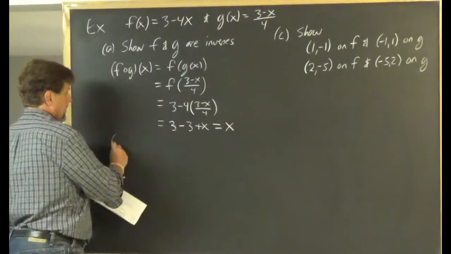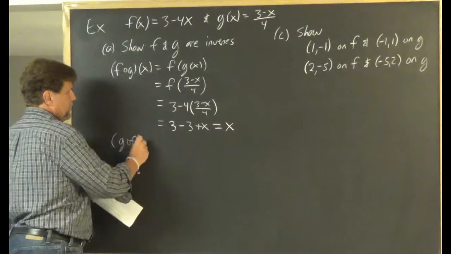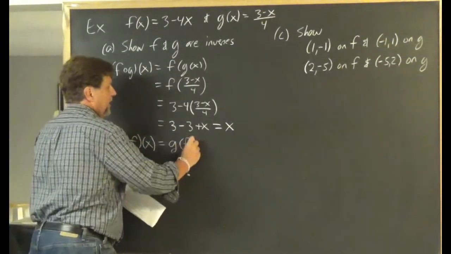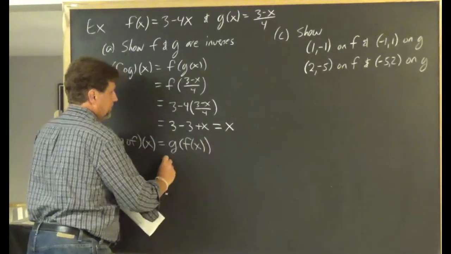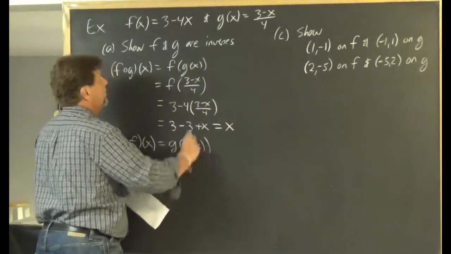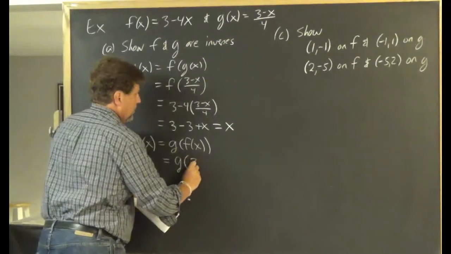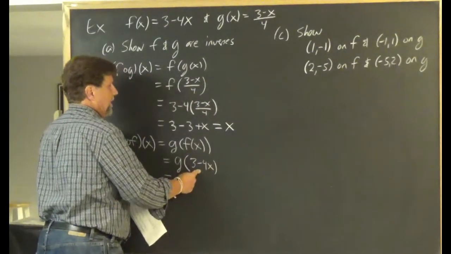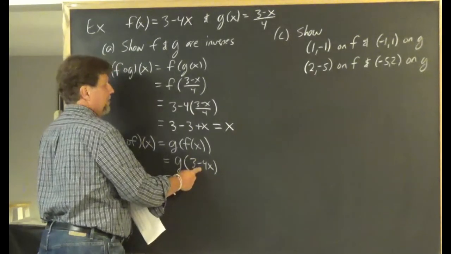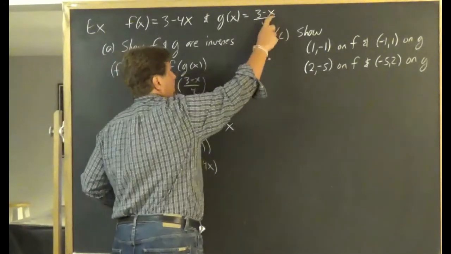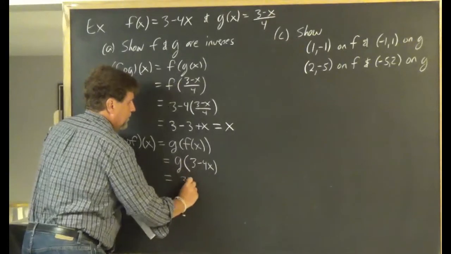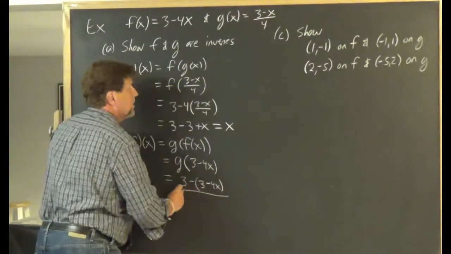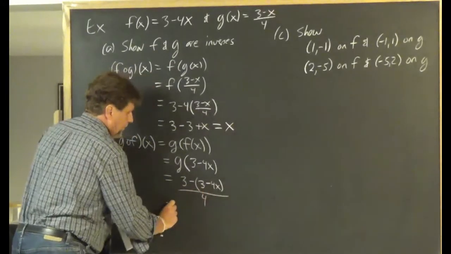So let's do g composed with f of x. That's g of f of x. So that's g of, okay, f of x is 3 minus 4x. So now we evaluate function g at 3 minus 4x. So you know we take 3 minus 4x, put it in for x. So we get 3 minus 4x all over 4. Clean it up.